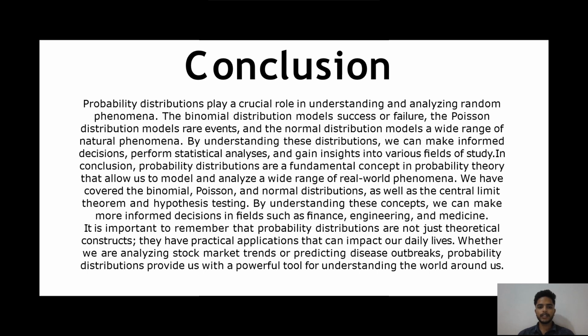Conclusion. Probability distributions play a crucial role in understanding and analyzing random phenomena. The binomial distribution models success or failure. The Poisson distribution models rare events, and the normal distribution models a wide range of natural phenomena. By understanding these distributions, we can make informed decisions, perform statistical analysis, and gain insights into various fields of study. Probability distributions are a fundamental concept in probability theory that allow us to model and analyze a wide range of real world phenomena.